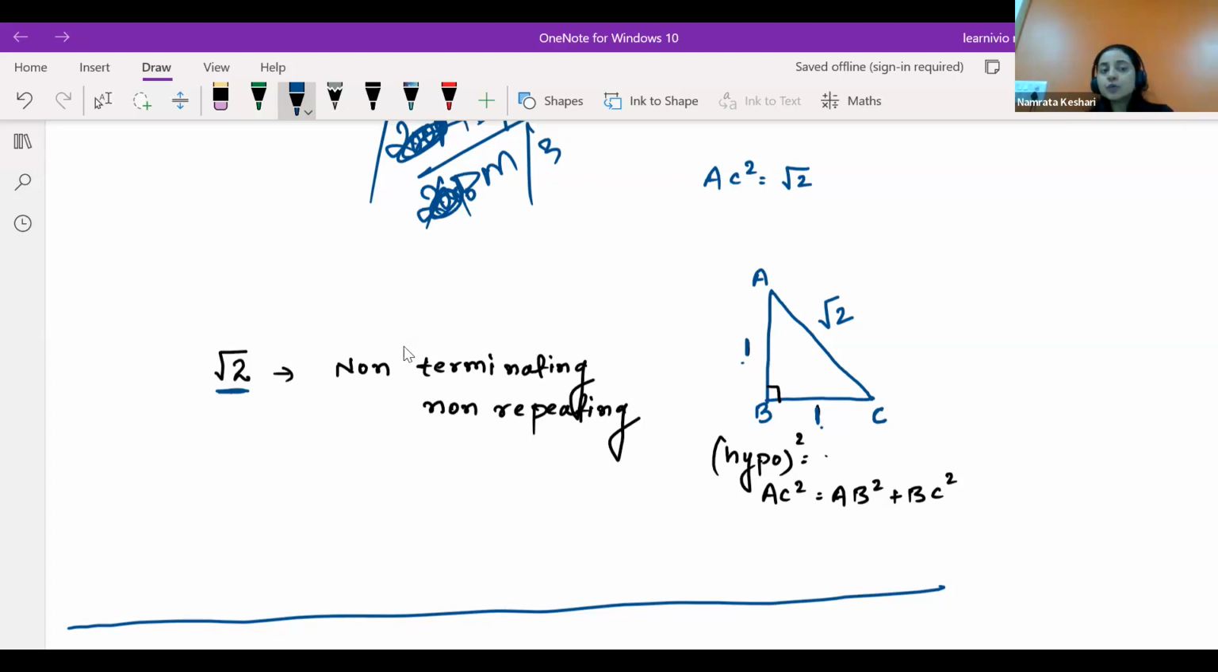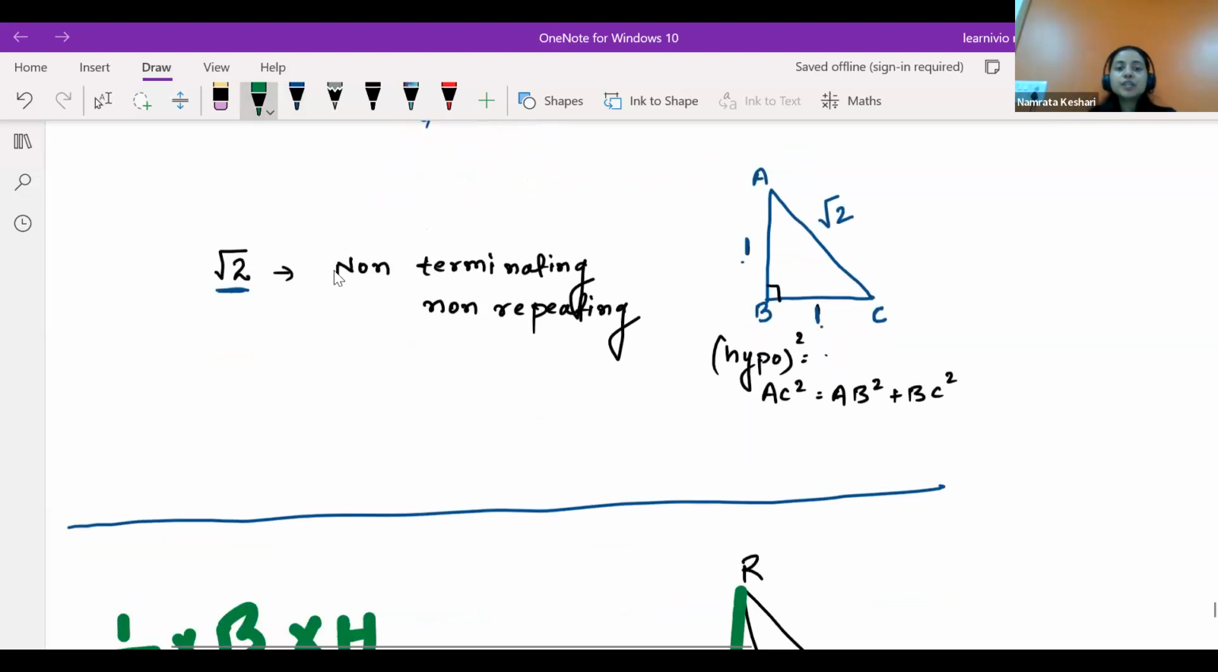Okay, exactly what value it has we don't know, but this length is exactly root 2. Yes, ma'am. Okay, so let's do it. What we will do, from 0 to 1, we want to maintain the base as 1 unit, so the best way is to take 0 to 1, 1 centimeter as a base. Okay, 1 centimeter as a base we are maintaining.